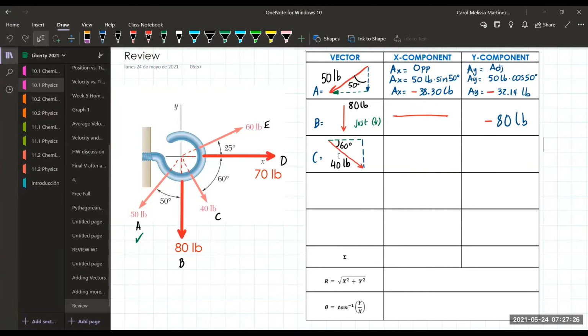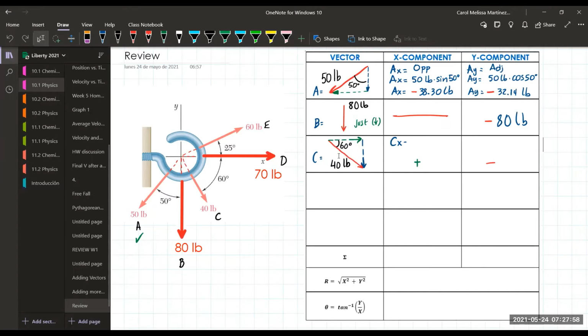Okay, my horizontal is going right or left? Right. My vertical is going up or down? Down. Okay, so positive for x because it's going to the right, and negative for y because it's going down. Okay, and now I get my components.